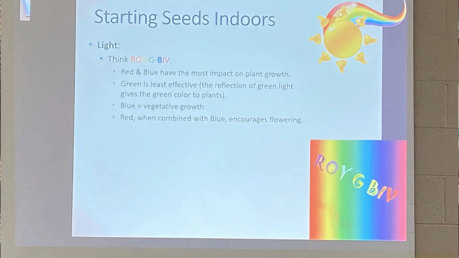They need light. You can always think of Roy G. Biv: red, orange, yellow, green, blue, indigo, and violet. Red and blue light have the most impact on plant growth. Green is least effective. It's the reflection of green light which gives the green color to plants. Blue equals vegetative growth, and red, when combined with blue, encourages flowering.